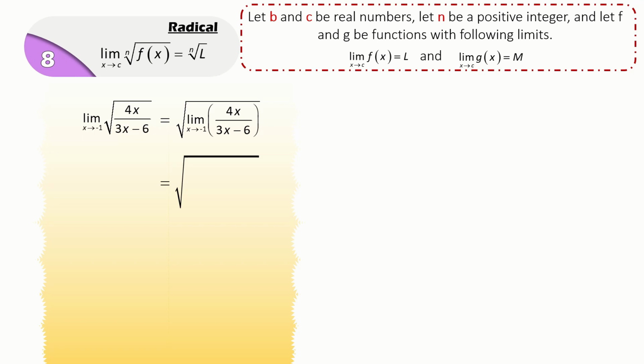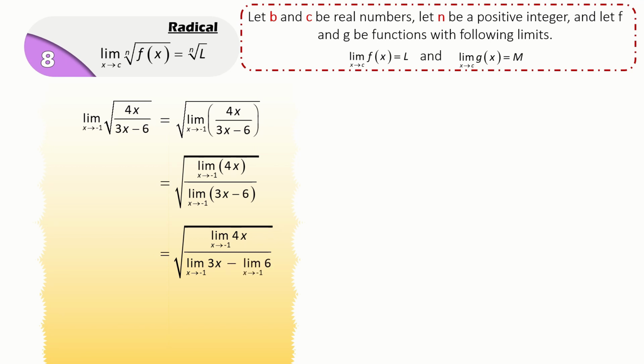It becomes the quotient of the limit of 4x as x approaches -1 and the limit of the difference of 3x and 6 as x approaches -1. We write the radical and the numerator. Focus on denominator. Take the limit using the sum and difference property. We have the difference of the limit of 3x as x approaches -1 and the limit of 6 as x approaches -1. Copy the radical and apply scalar property in numerator. It produces the product of 4 and limit of x as x approaches -1.